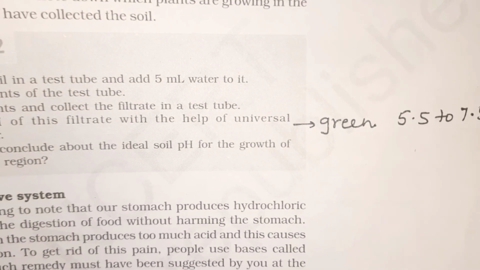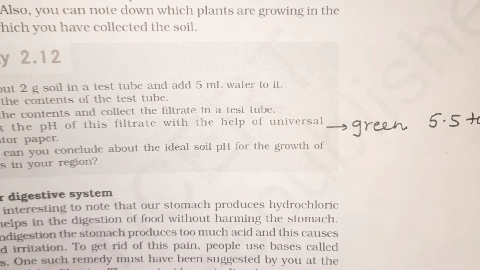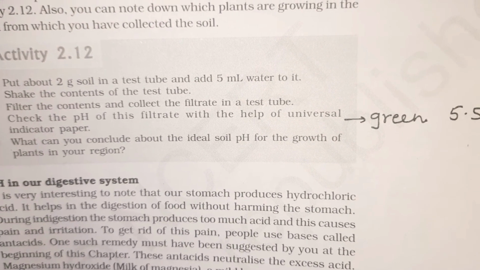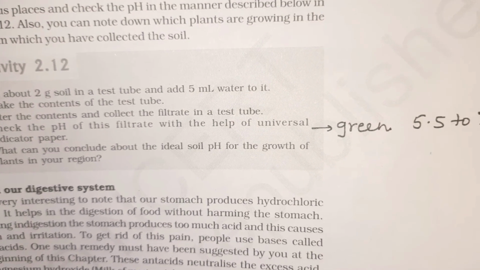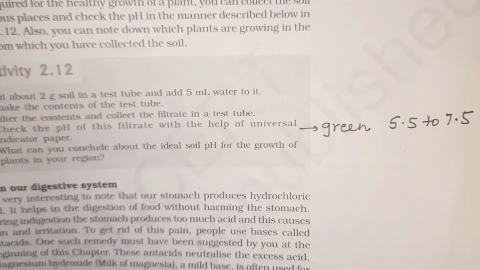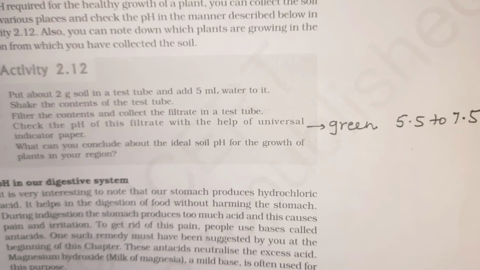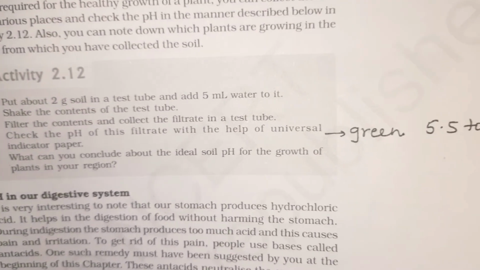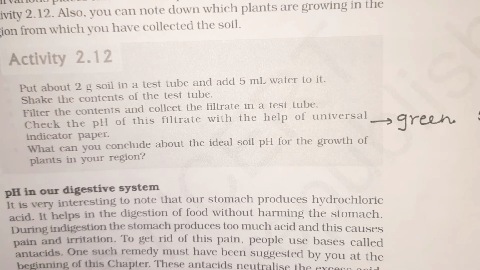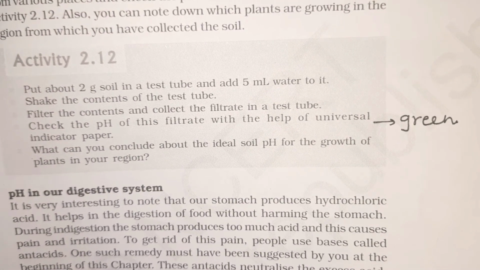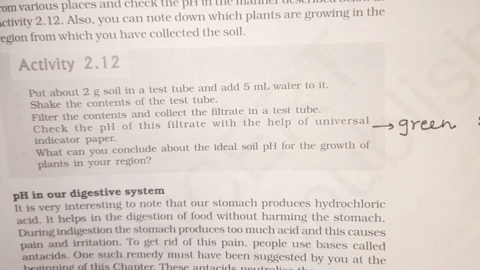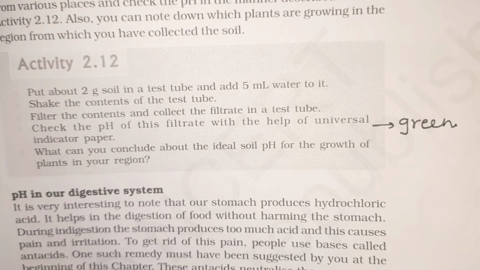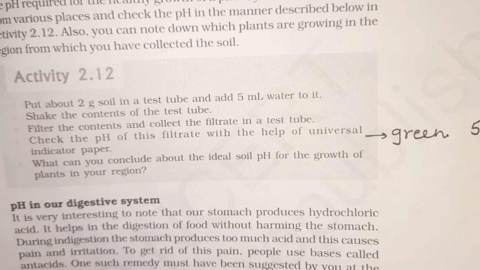If we check the pH of our backyard and find that the universal indicator paper turns green, it means that the pH is 5.5 to 7.5, and this pH is said to be very good for the optimum growth of the plant. In case we are using a lot of fertilizers, sometimes the soil becomes acidic, and in that case we need to sprinkle some basic solution like calcium oxide. And in case it becomes basic, we need to use organic fertilizers like compost.